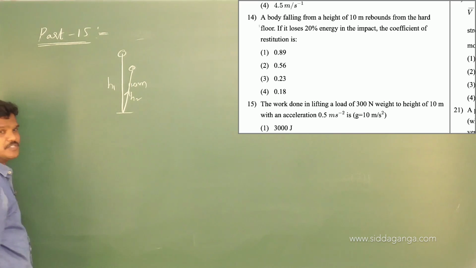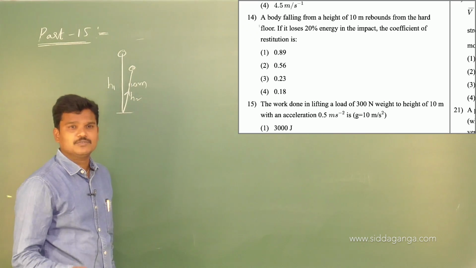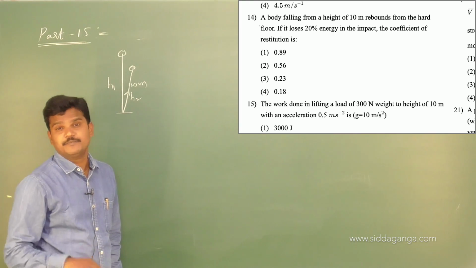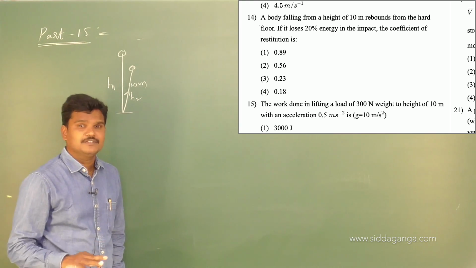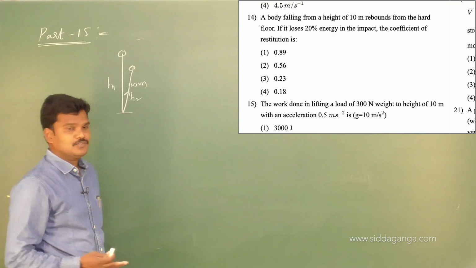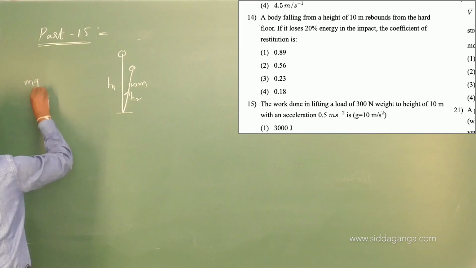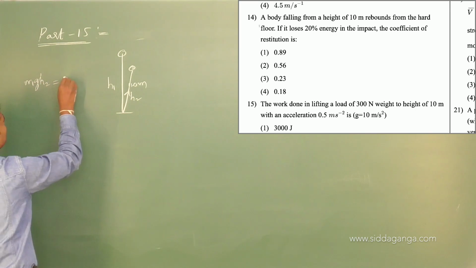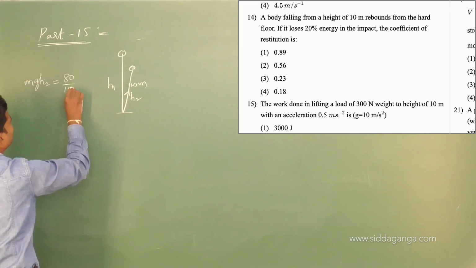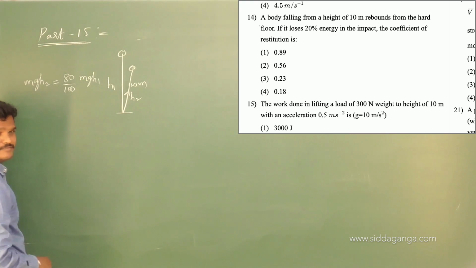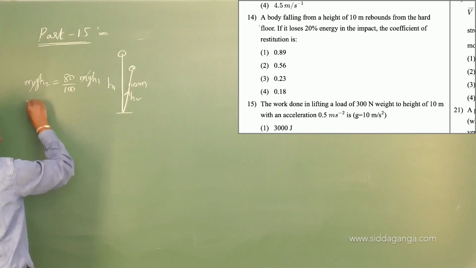20% means how much now? 20% is lost. How much is remaining? 80%. 80% means 80 by 100, so 0.8. So the value of h2 by h1, otherwise you can write like this. The final energy is equivalent to 80% of useful energy. So we can write like this also, so that you will get some h2 h1 terms.